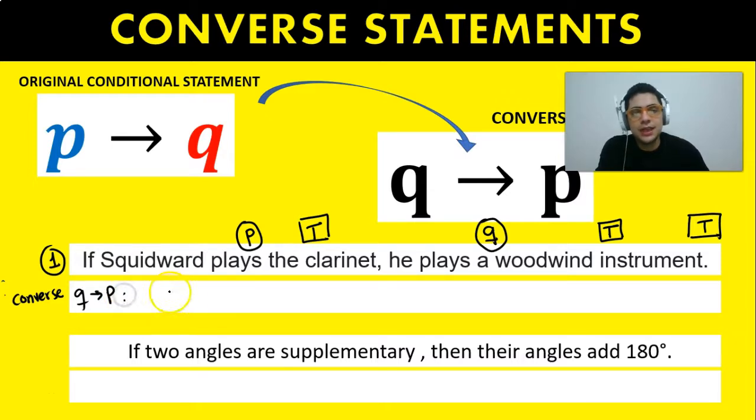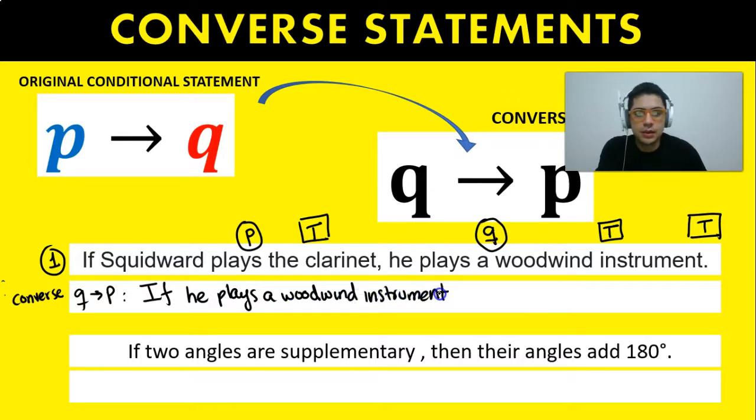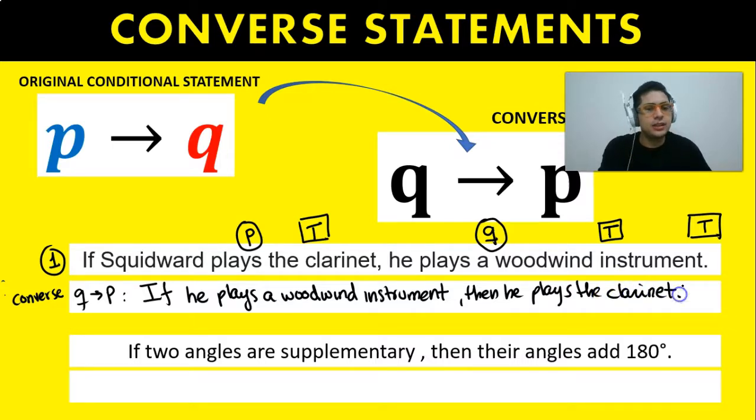Now, the converse statement is going to be Q, then P. So the converse says that if he plays a woodwind instrument, then he plays the clarinet.